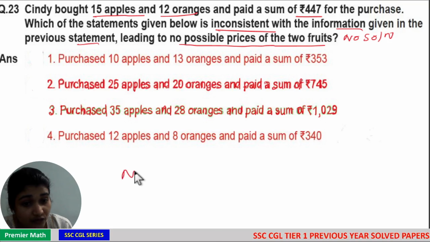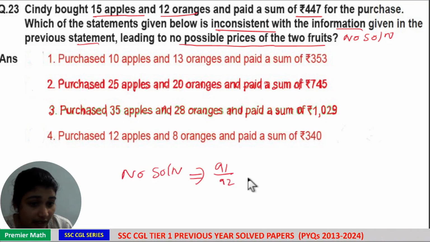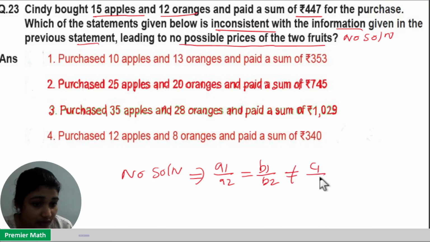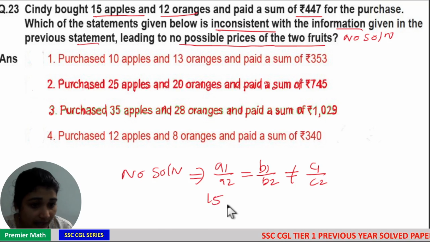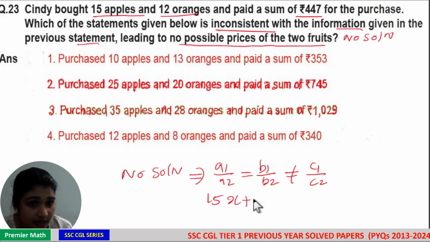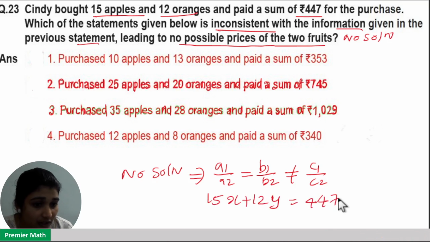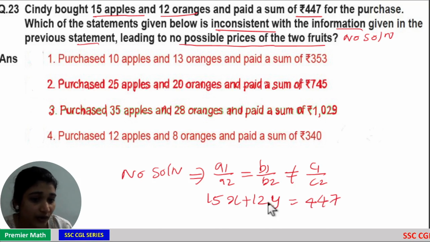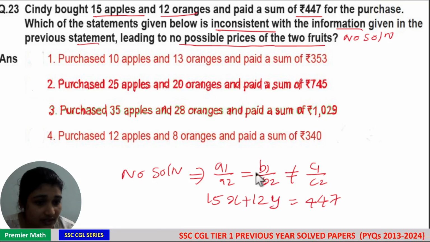So to have no solution, we need a1 by a2 equal to b1 by b2, and that should not be equal to c1 by c2, for equations like ax plus by plus c equal to 0. Here 15 apples plus 12 oranges cost 447 rupees. Now this is in the form of ax plus by equal to c. Now here check for this condition.